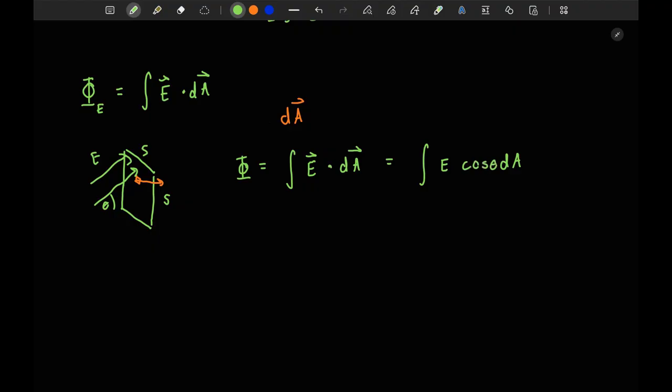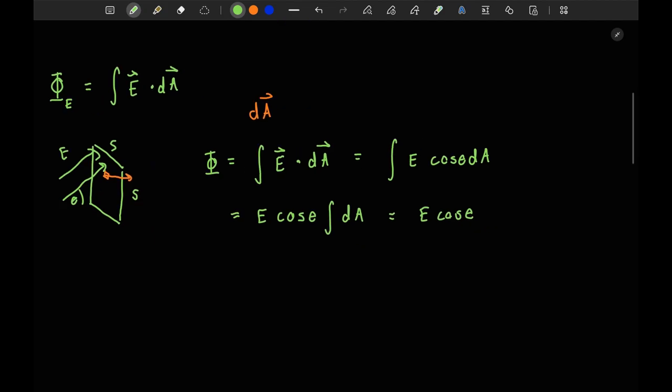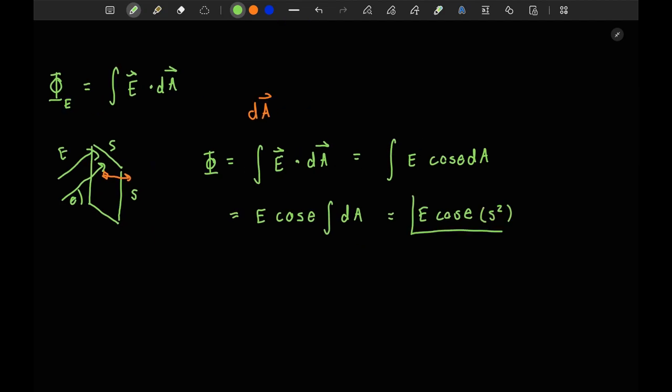Moreover, I can say that E is constant for every dA. It does not vary over our surface. Cosine theta also does not vary as we go along our surface. Therefore, I can pull both of those out of our integral to get E cosine theta, integral dA. Of course, integral dA is just our total area. And since we're dealing with a square, our total area is simply s squared. And so there we have it. We've gotten the same results we had with our simplified formulation.